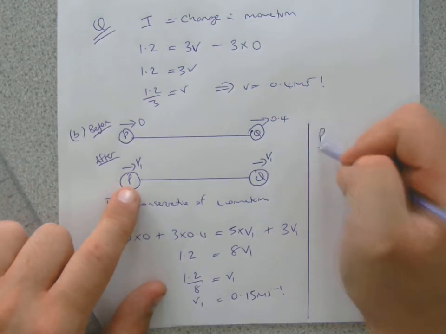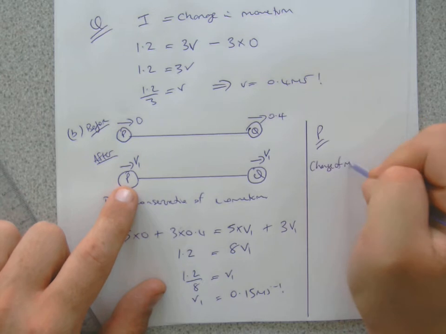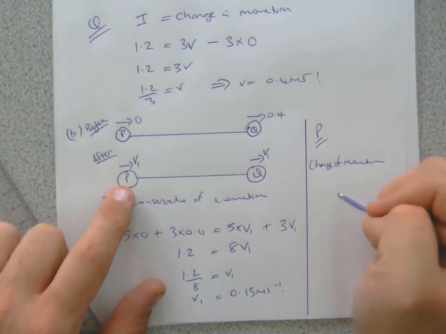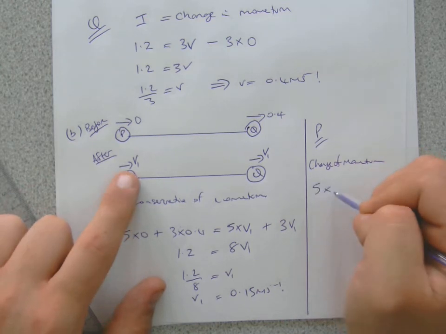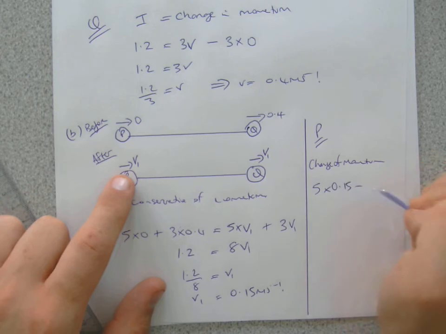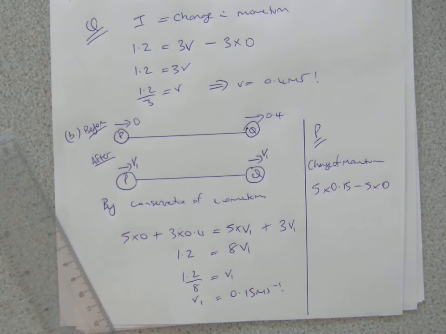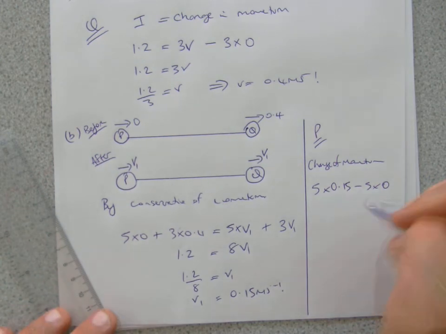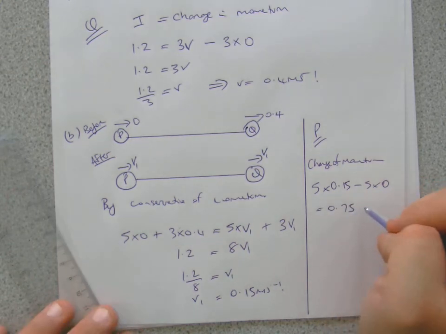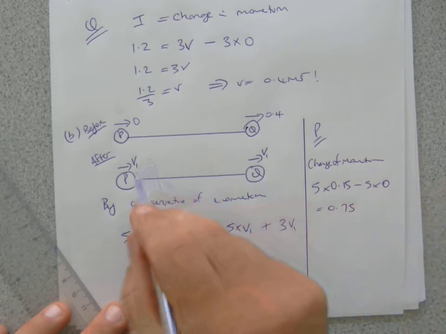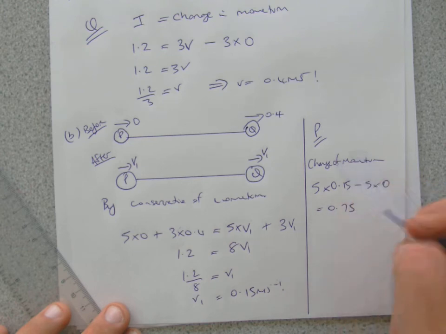So if we focus on P and look at the change of momentum of P, that would be the momentum after, so that would be the mass here, which of course was 5, times velocity of it after, which is 0.15. Take away then the momentum before, which is mass times, of course, 0. So you've got 5 times 0.15, and that comes out to be 0.75. And the change of momentum of P is also, remember, equal to impulse. So if you remember, change of momentum is the same as impulse.